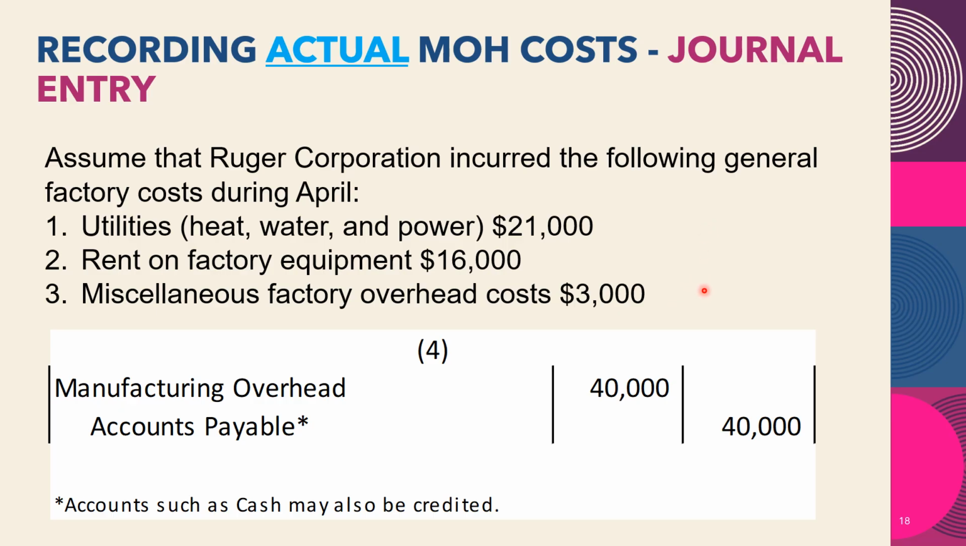When these other overhead costs are incurred, you will debit manufacturing overhead by the $40,000, which is 21 plus 16 plus 3, and you will credit accounts payable by the same amount. Accounts such as cash may also be credited.